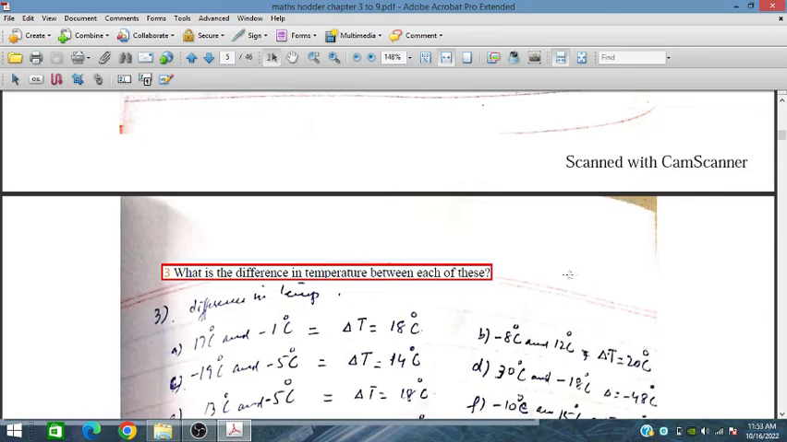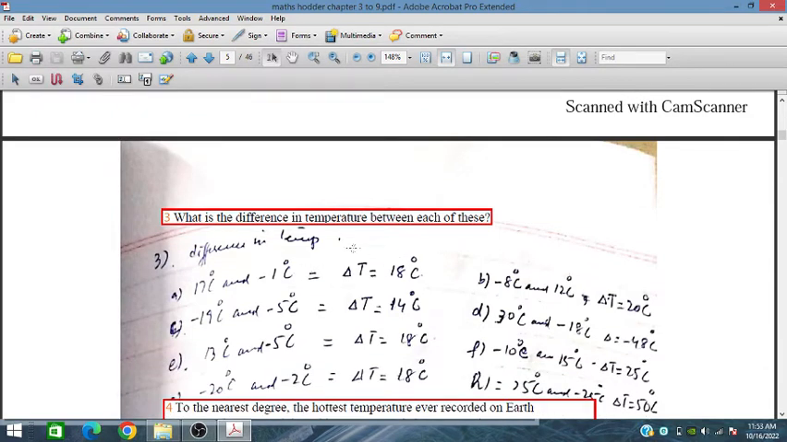Very, very easy question. What is the difference in the temperature between each of these? So this is the difference. 17 minus 1, then 0 and then 17, so it is 18. Minus 19 and 15. Usually we make mistakes when working with different signs, plus and minus numbers, so this is very important.